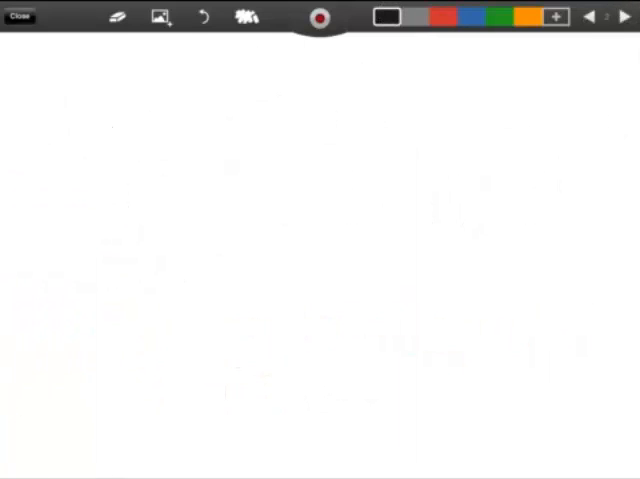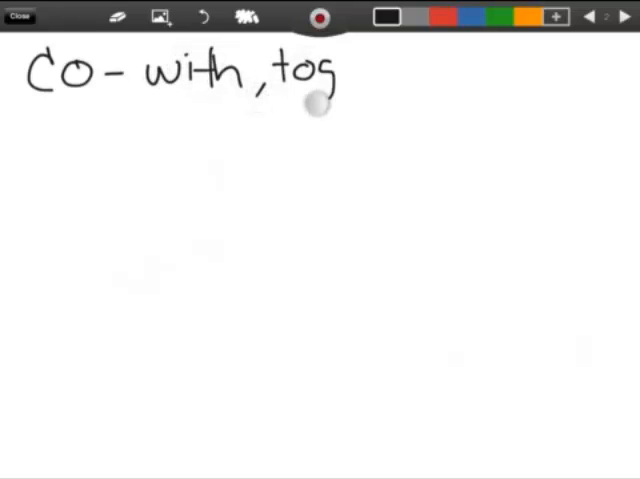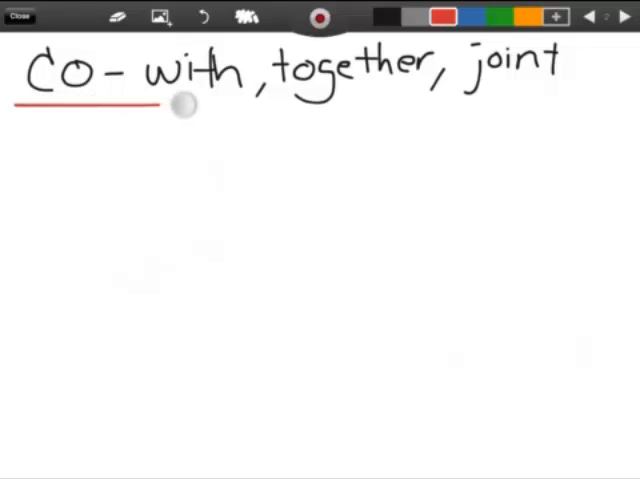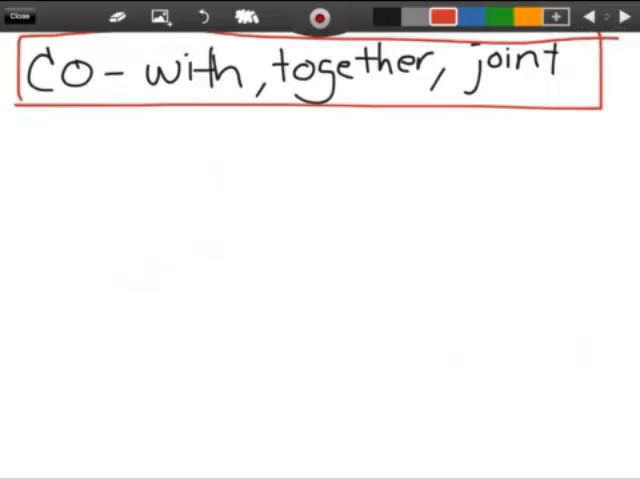Moving on to our next root, co. This means with, together, and joint. Guys, this is a very, very common root, so I'm going to try to put this in a box because it is very commonly used.